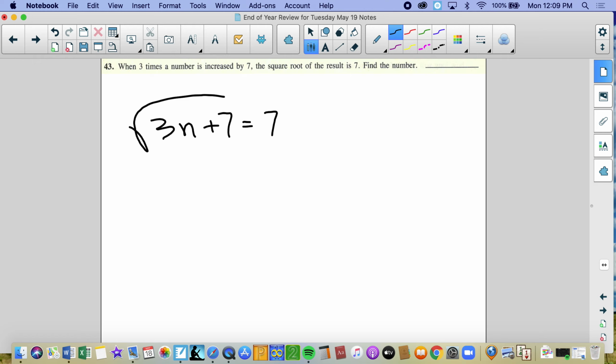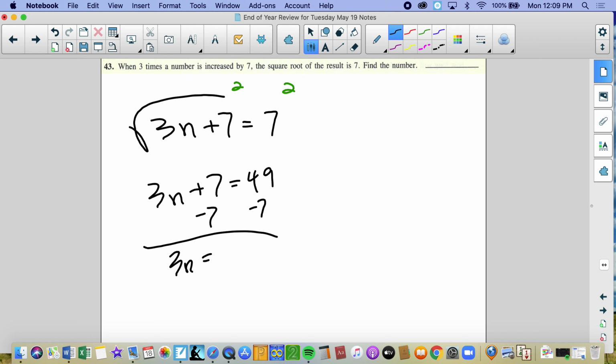So first thing we have to do is we have to square both sides in order to get rid of the square root. That gives us 3n plus 7 equals 49. We don't do plus or minus because we're not taking the square root of a variable being squared. And now we solve. Minus 7, 3n equals, what's that, 32? 42, Mr. Mac. 42 divided by 3, n equals 14. So that would be my answer.